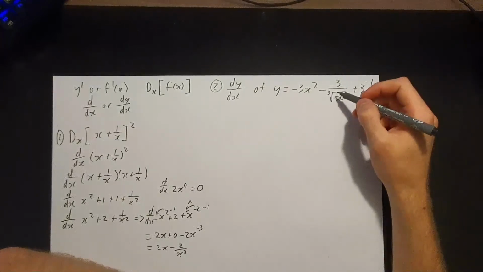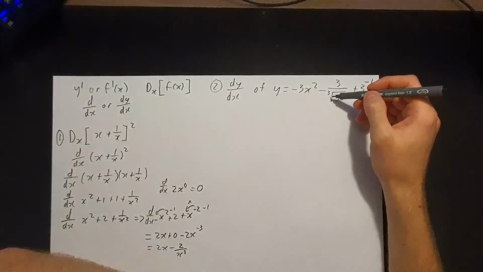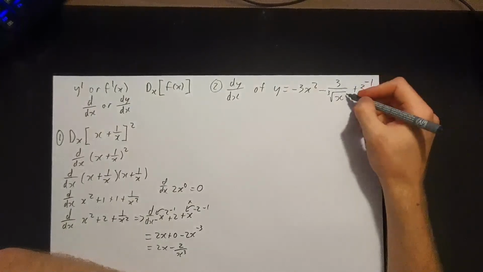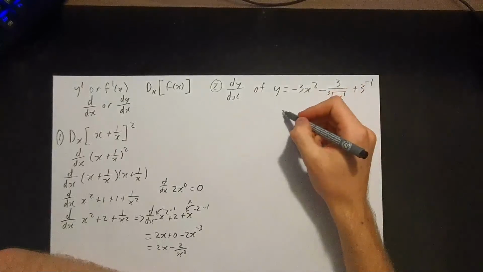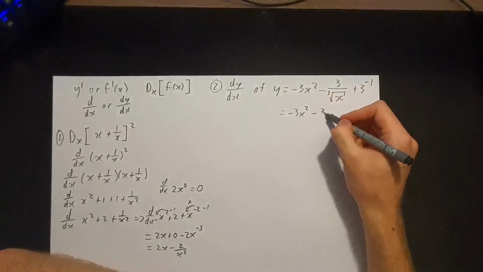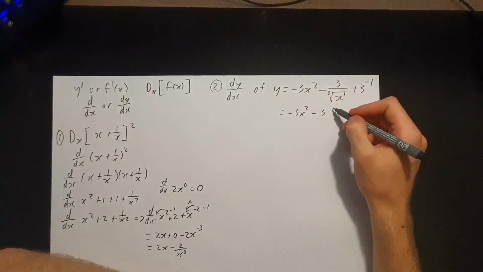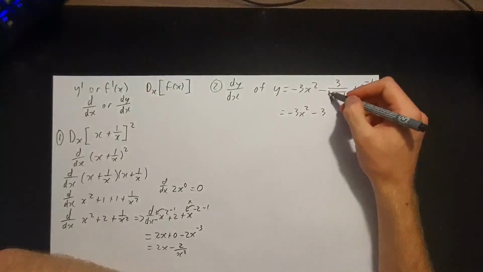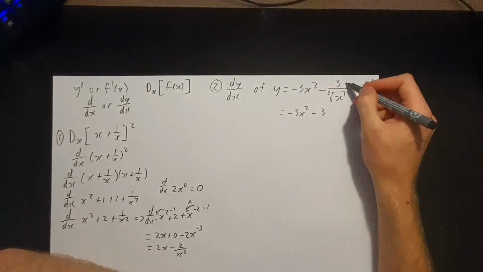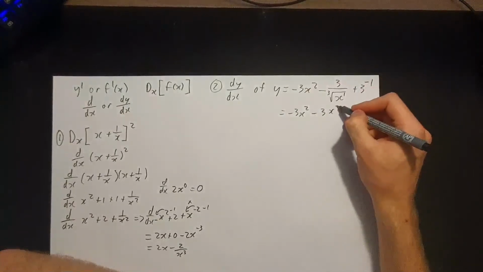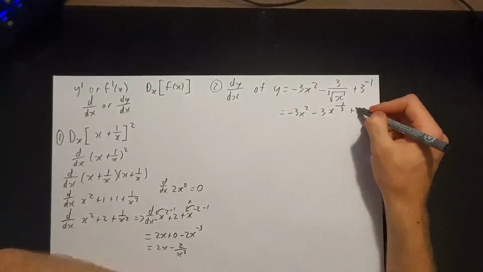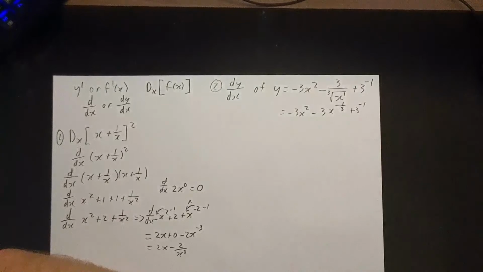But what I tell all my students, every cube root you change back to an exponent. So this is to the power of 1 over 3. When we rewrite that, that's minus 3x squared minus 3 to the power of. What happens? The outside number goes to the bottom of the fraction. I'm taking this whole thing to the top, so it becomes x to the power of minus 1 over 3, and then plus 3 to the negative 1.